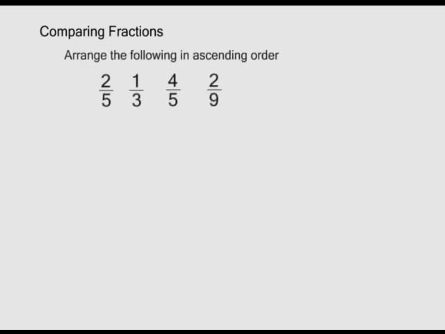Next, comparing fractions. Now arrange these fractions from the smallest to the largest. 2 over 5, 1 over 3, 4 over 5, and 2 over 9. To be able to do that, we simply multiply the fractions with the common factor, preferably the LCM of the denominators. So in our case, the LCM of 5, 3, and 9 is 45.